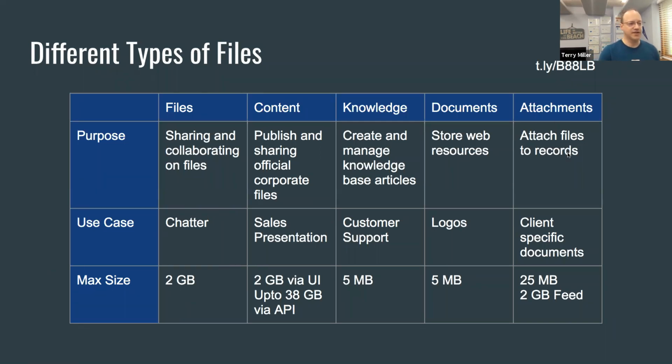And then attachments allows you to associate files specifically to records. So maybe you want to upload a spec document from a client and you want to associate that to your opportunity or something along that line. You might use attachments for that. File size limitations are good to know: 2 gig for files, 2 gig for content, 5 meg for knowledge as well as for documents, and then 25 for attachments. This was interesting on content: you can have really large files if you upload them via the API. So that I thought was interesting.